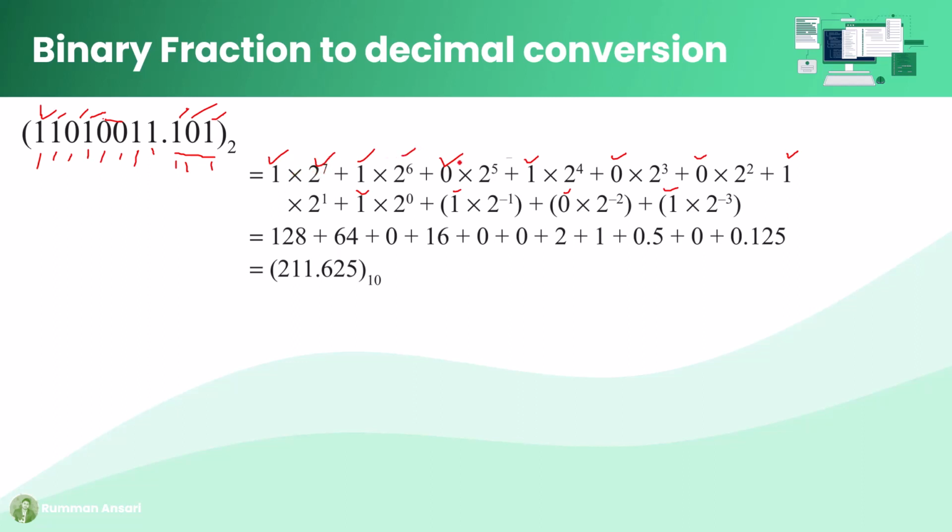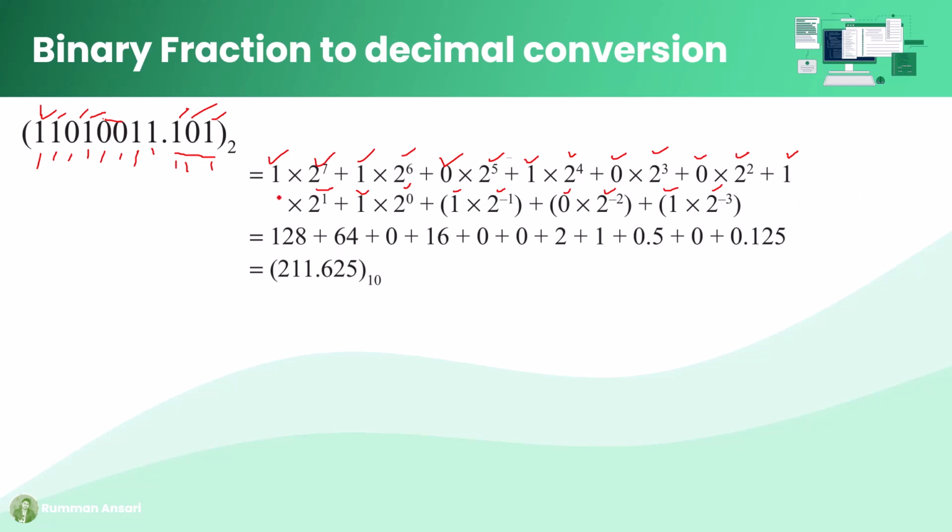Likewise 2 to the power 6, 2 to the power 5, 2 to the power 4, 2 to the power 3, 2 to the power 2, 2 to the power 1, 2 to the power 0. After the point we have to use the -1 position. So for this one there will be 2 to the power -1, for this one 2 to the power -2, for this one 2 to the power -3, and if there is any other digit then we decrease the power by one, like 2 to the power -4, 2 to the power -5, this way.